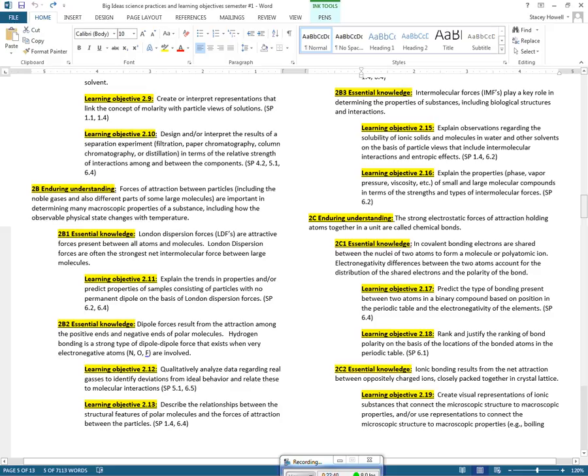Okay, predict the type of bonding represented between, so you need to be able to know how to identify that. We did this lab. Remember, ionic, covalent, polar covalent, metallic, or network covalent. Rank and justify the ranking of bonds based on polarity, based on the locations of the bonded atoms in the periodic table. Okay, so remember, far apart on the periodic table, you're going to be ionic. The closer you get, polar covalent. If they're really close and they're both non-metals, you're going to be covalent or molecular. And if you are both in the metals, you're going to be metallic.